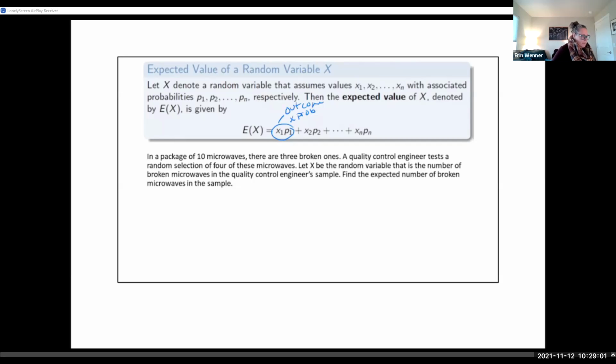So let's look at an example here. In a package of 10 microwaves, there are 3 broken ones. The quality control engineer tests a random selection of 4 of these microwaves. Let X be the random variable that is the number of broken microwaves in the quality control engineer's sample. Find the expected number of broken microwaves in the sample. So first of all, something we need to know, these are not independent events.